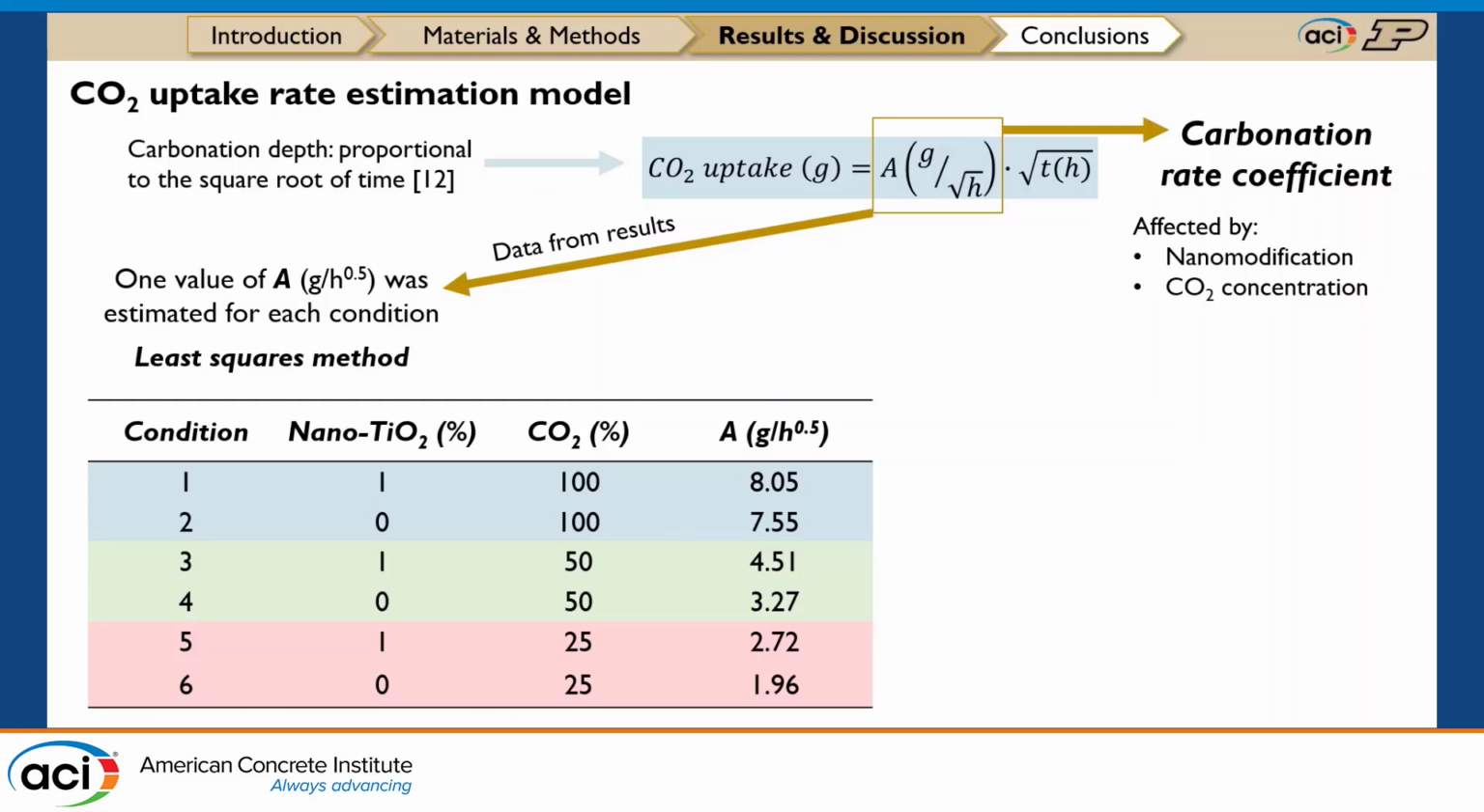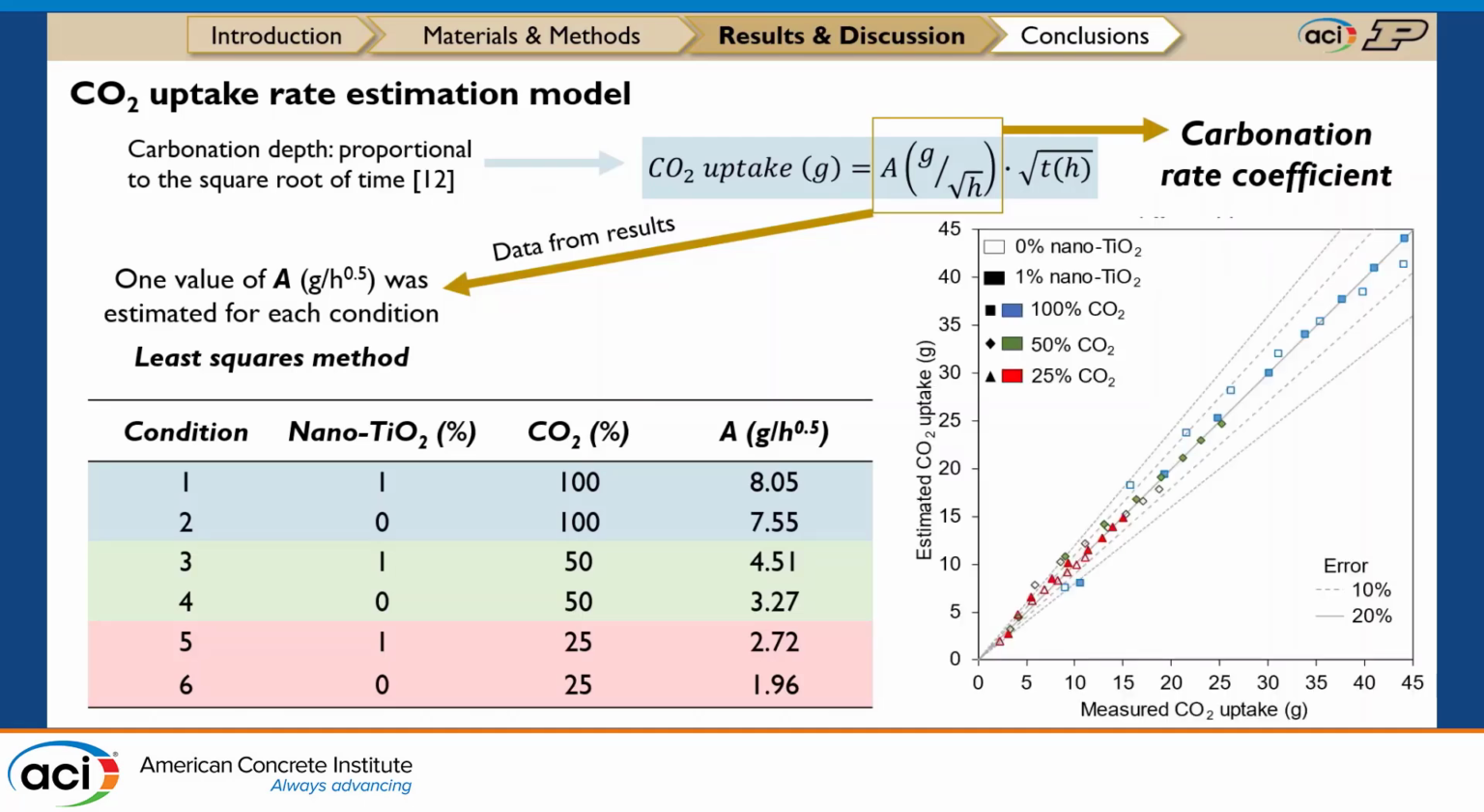As you can see, when you are increasing the CO2 concentration, the carbonation rate coefficient is bigger, as well as when you're increasing the titanium dioxide addition. Then we calculated the amount of CO2 uptake with this formula right here, with that new carbonation rate coefficient that we estimated. And you can see in this graph on the left the estimation of the CO2 uptake that we calculated with our new formula, and on the x-axis, the actual CO2 uptake that we measured in the samples. You can see that we have a pretty good estimation of that with this formula.